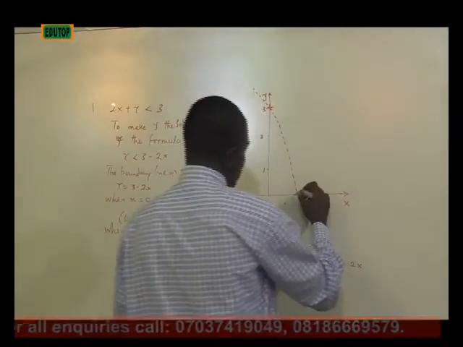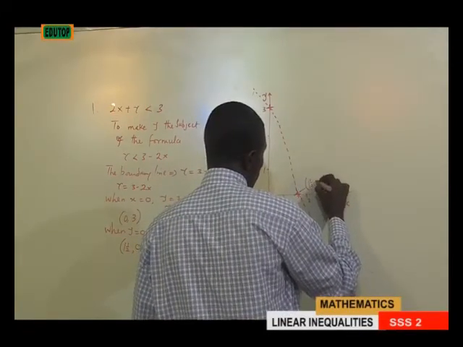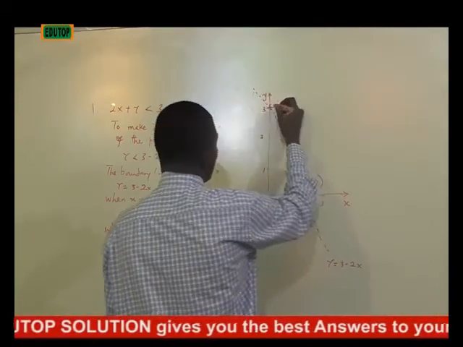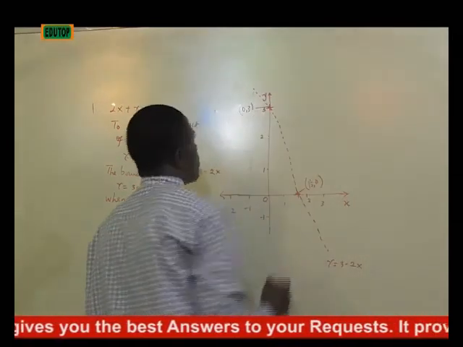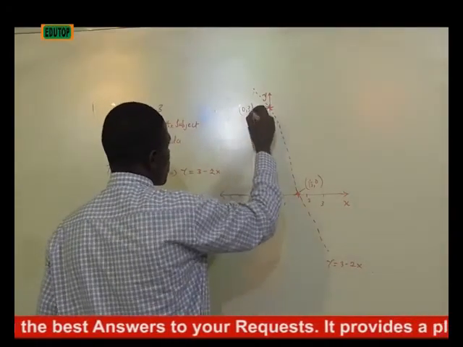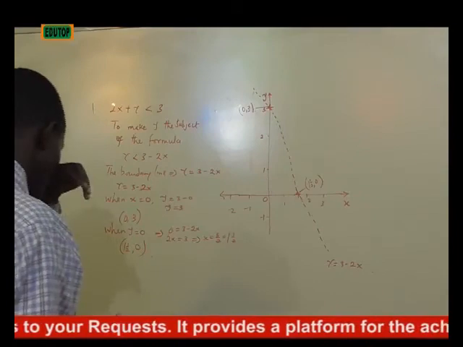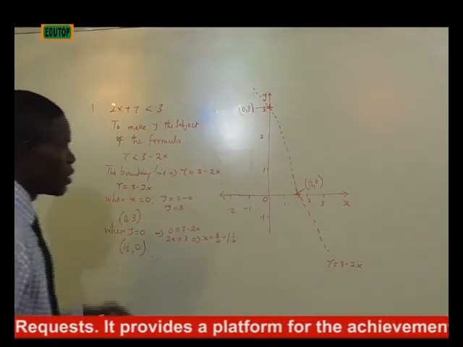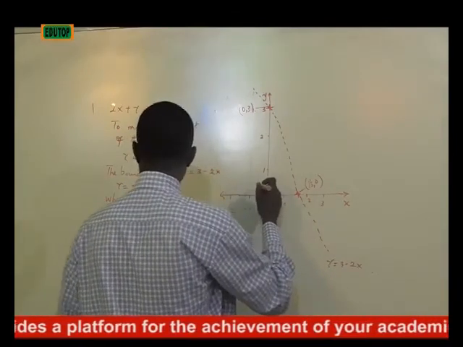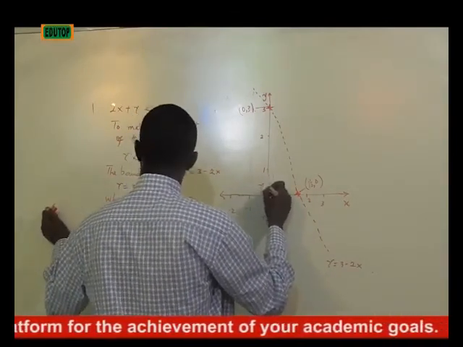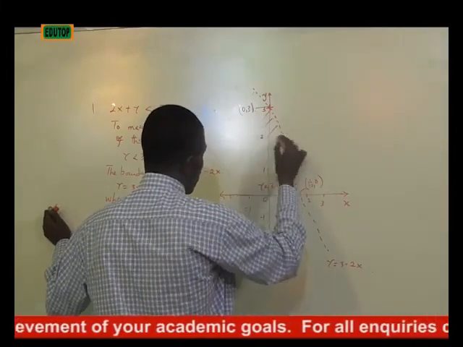So this point is 1.5, 0, while this one is 0, 3. That's the point. Then, since we have succeeded in locating these 2 points, automatically these are our boundary line. Then that means that y less than 3 minus 2x will be this region where we can shade.